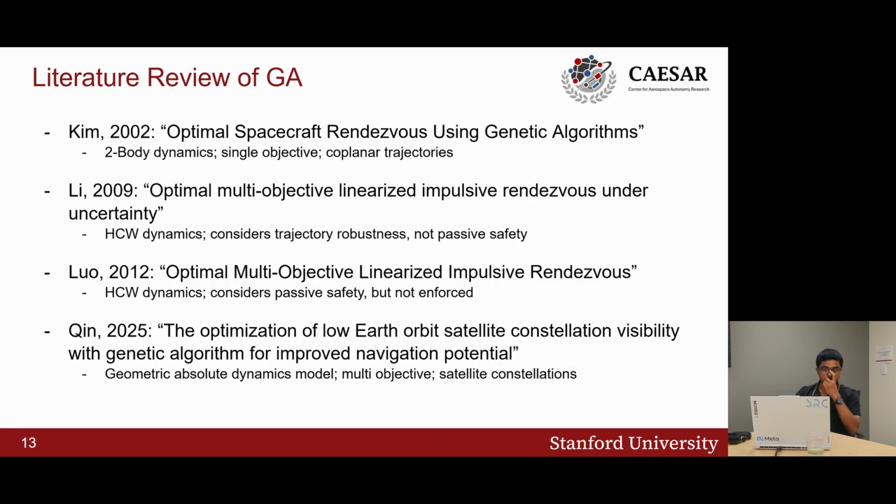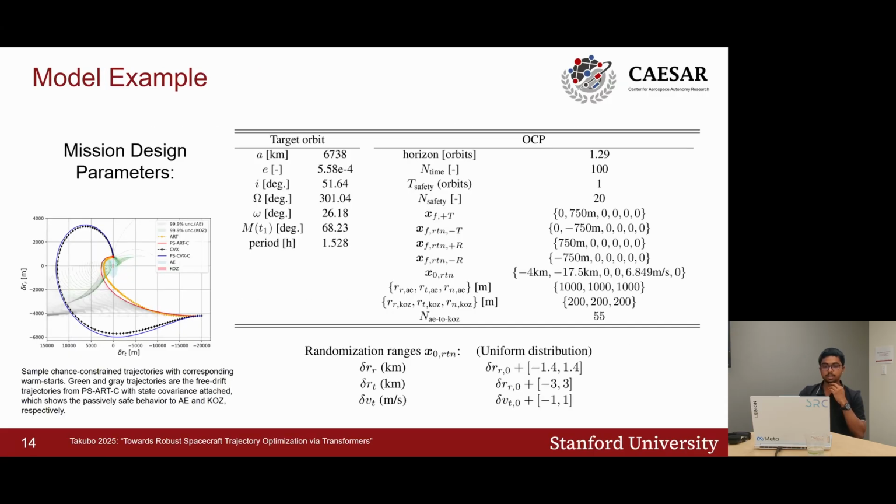GA is not new to astrodynamics. Many papers in the past have been considering it. It started with simple two-body dynamics, verifying commonly known orbit transfers, and earlier it was just a single objective. Moving forward, there have been multi-objective considerations, and people have looked at trajectory robustness. They have also considered passive safety, and they have modeled the chromosomes in different ways. Towards the end, there have also been some papers which were used for targeting optimal satellite constellations and so forth. So GA has been extensively used in this field.